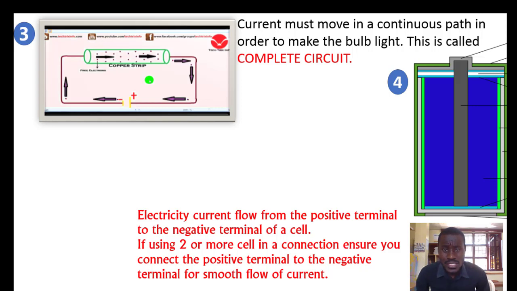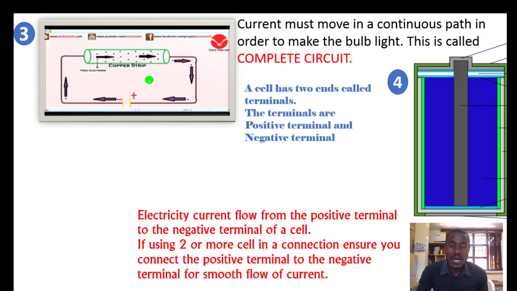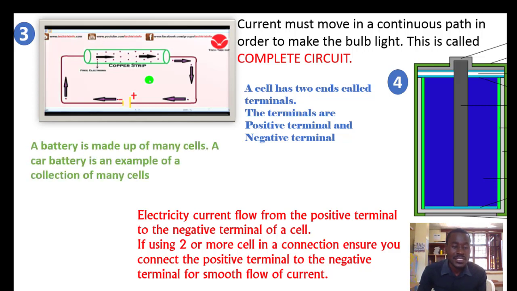What we need to know is that current must move in a continuous path in order to make the bulb light. This is called a complete circuit. Yes, that is a complete circuit. A complete circuit makes the bulb light. A cell has two ends. We had talked about that, and those terminals, we call them positive and negative terminals.